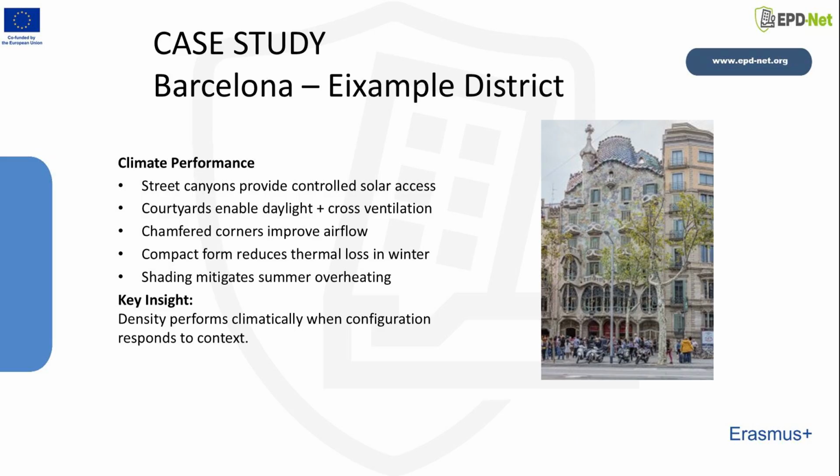Continuing our analysis of Barcelona's Ecological district, we focus on the specific climate performance outcomes of its unique geometry. The district's famous street canyons are meticulously designed to provide controlled solar access, ensuring that sunlight reaches the lower levels without causing extreme heat gain. One of the most brilliant features of this layout is the use of interior courtyards, which serve a dual purpose. They facilitate natural daylighting for every apartment and enable essential cross-ventilation, allowing the buildings to breathe naturally.